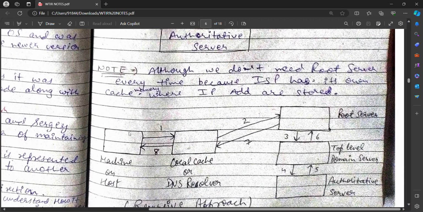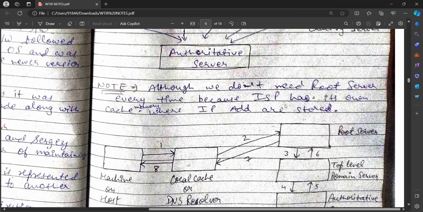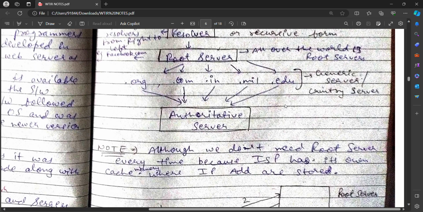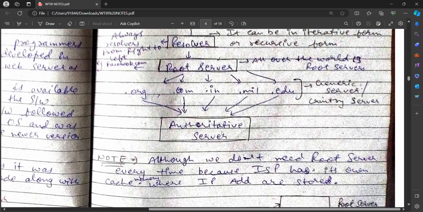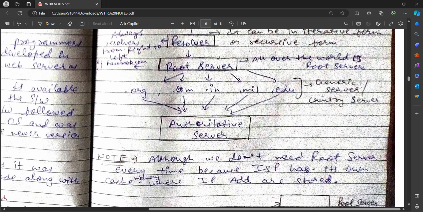After this, see the next point. Here comes the note. Although we do not need the root server every time, because the ISP has its own cache memory where IP addresses are stored. See, every time we don't need this root server. Why?